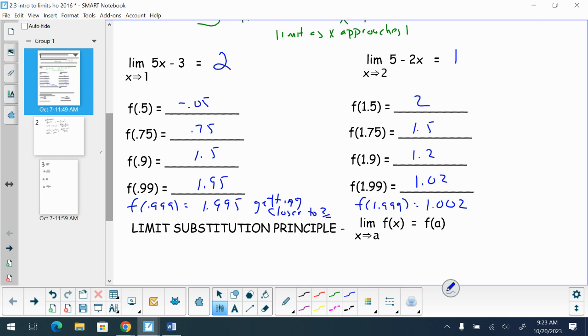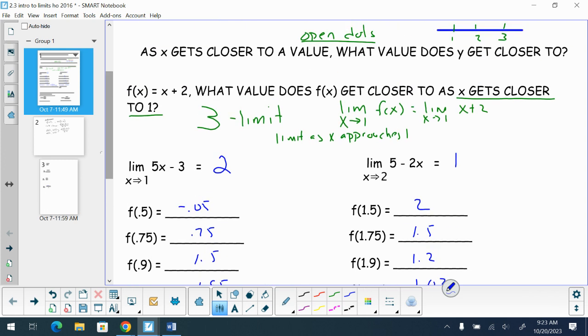So here we started out with our first limit: the limit as x approaches 1 of x plus 2. We came down to a value of 3. We could put in 0.5, 0.75, 0.9, 0.999, 0.99999, and we get closer to the value of 3. But what's an easier way of dealing with limits?